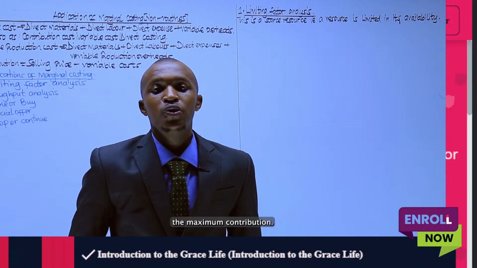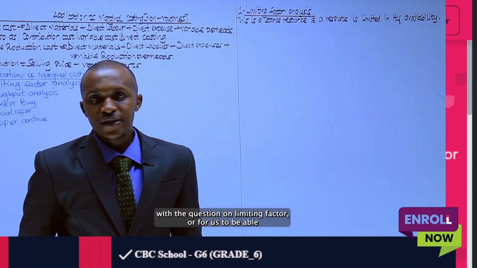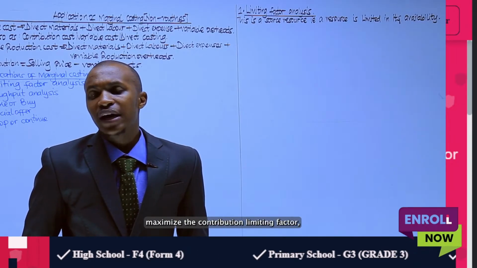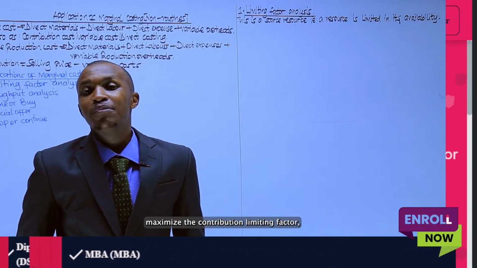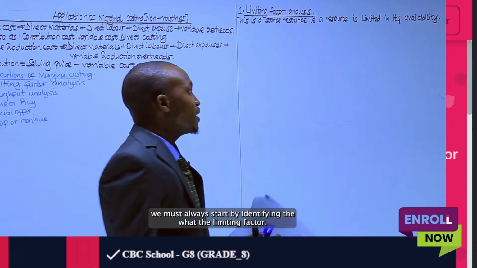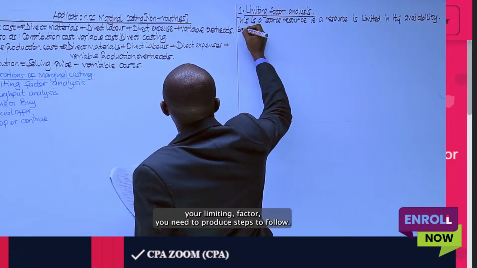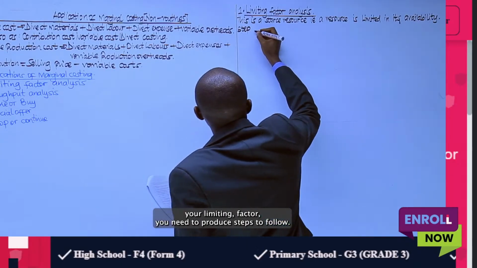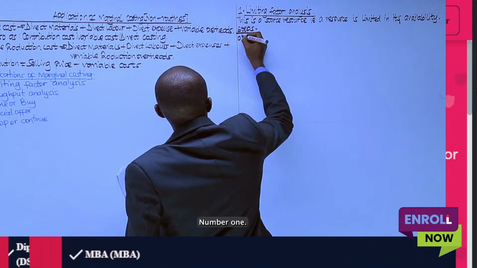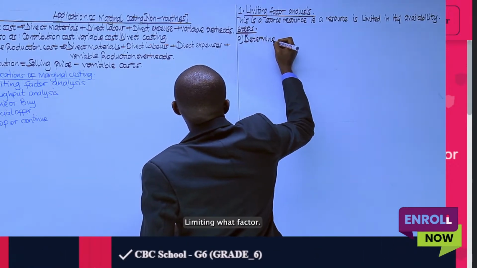Now, for us to be able to deal with a question on limiting factor, or to identify the product that will maximize the contribution per limiting factor, we must always start by identifying the limiting factor. So the steps to follow when you want to identify the units to produce: Number 1, start by identifying your limiting factor.